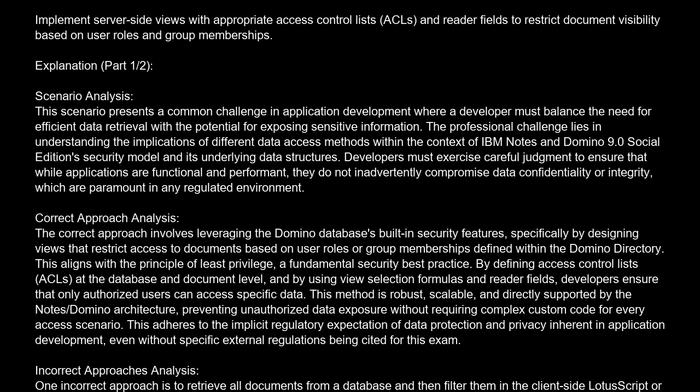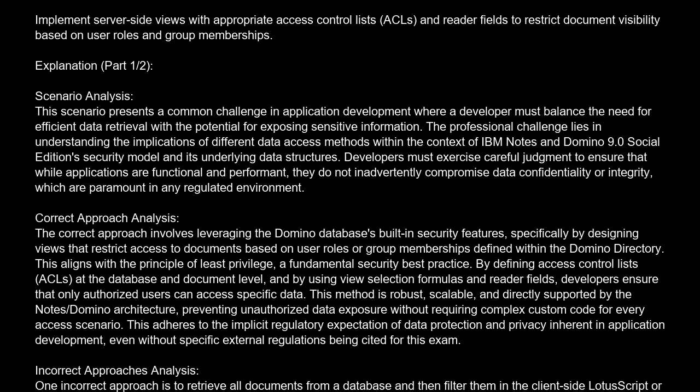Correct approach analysis. The correct approach involves leveraging the Domino database's built-in security features, specifically by designing views that restrict access to documents based on user roles or group memberships defined within the Domino directory. This aligns with the principle of least privilege, a fundamental security best practice. By defining access control lists, ACL, at the database and document level, and by using view selection formulas and reader fields, developers ensure that only authorized users can access specific data.